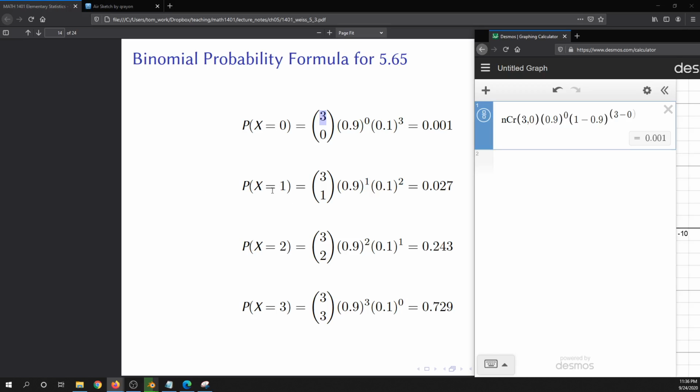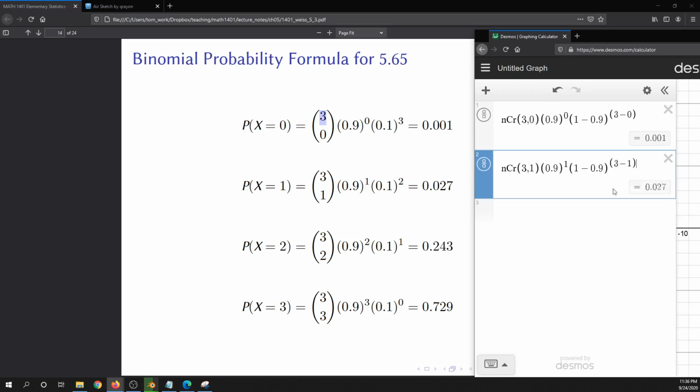All right, and so now if I want to calculate the probability of 1 success, I would do nCr 3, 1, 0.9 to the 1, because for 1 success, x is the number of successes in our formula, and then 1 minus 0.9, the probability of success, to the 3 minus 1. The number of trials minus the number of successes. You can see I get this value right here, 0.027, okay?